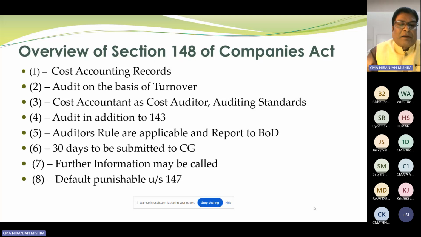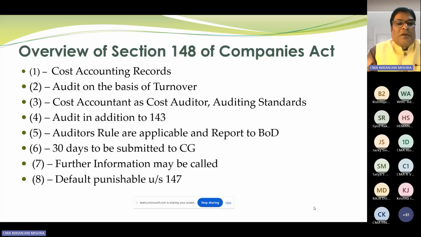But in no way should the date of approval exceed 180 days from the commencement of the financial year. That means by 27th September the cost audit report has to be approved by the board of directors, and within 1 month it has to be filed. Suppose the board of directors approve on 1st of August, then the 30 days will start from 1st of August.